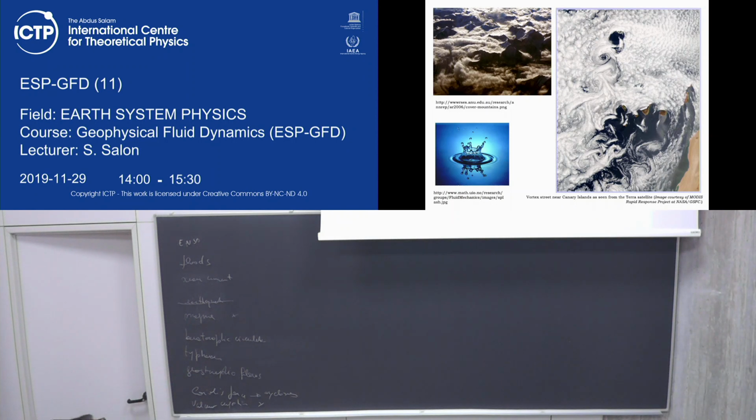Okay, so here we can see three images. One is from mountains with some convection of clouds. This is a very, very small phenomenon of a drop going down over a pond. And this is a vortex street near the Canary Islands from the satellite. So these are the Canary Islands, this is Africa.